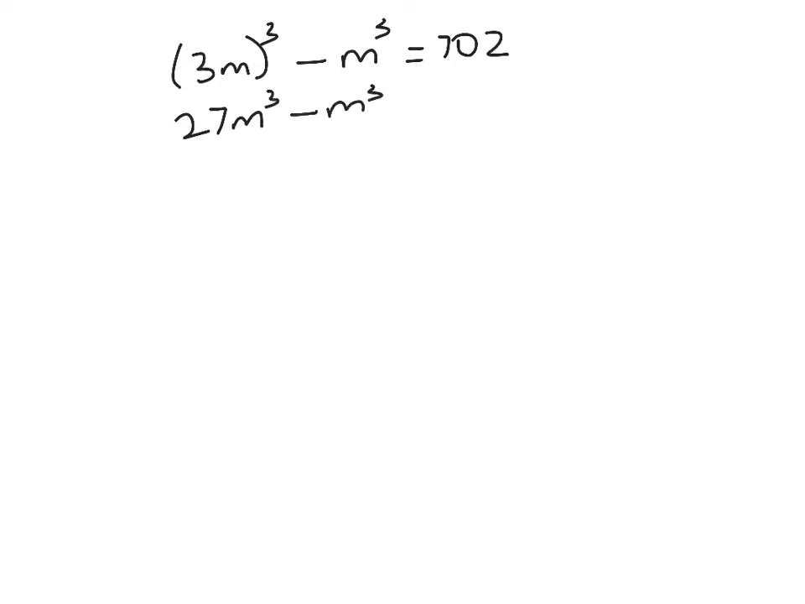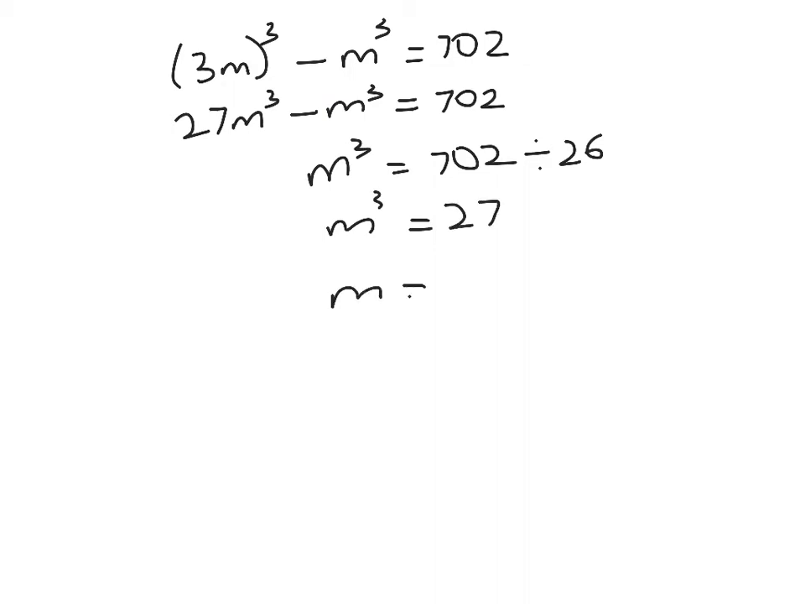Okay, we've got 3m in brackets, important, cubed, minus m cubed equals 702. So this is not 3m cubed, but 27m cubed minus m cubed is 702. So that gives me 26m cubed. So m cubed is 702 divided by 26. m cubed is 27, and so m equals 3. So it's a really nice answer too.